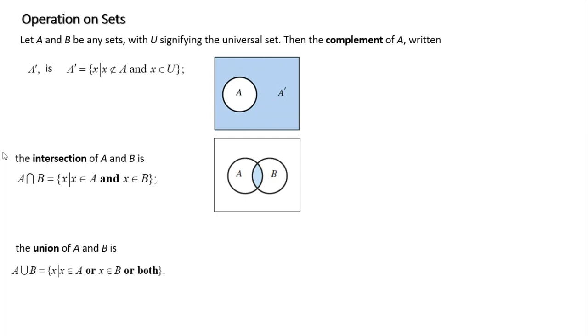All right, how about the union? A union B. In set builder notation, we write this as x such that x is an element of A or x is an element of B, or both. So this is what the union means: all of A and all of B, all of the elements without including duplicates.